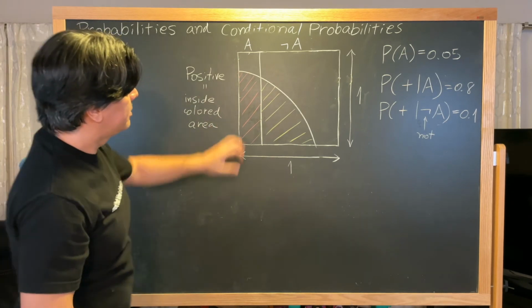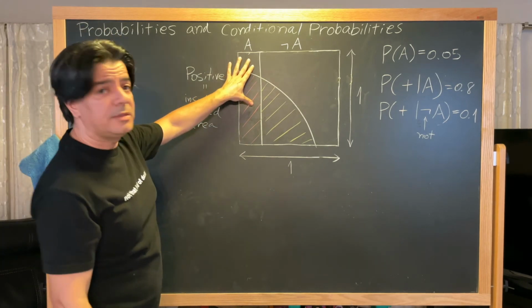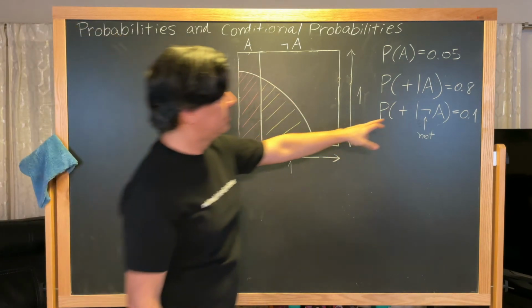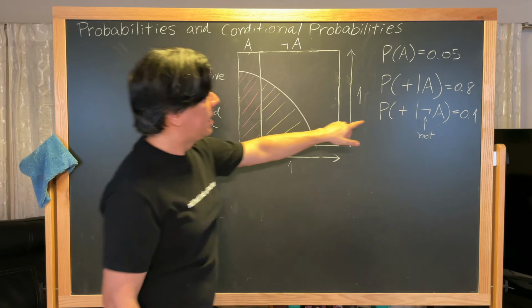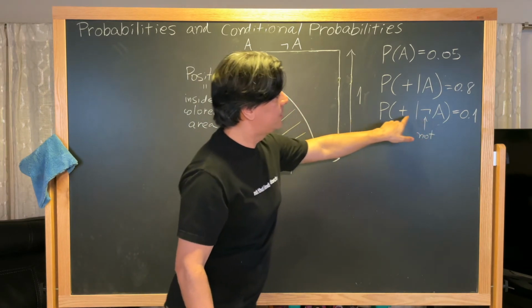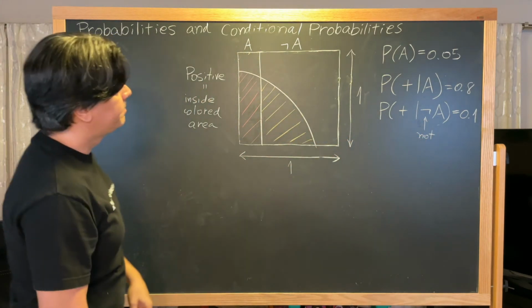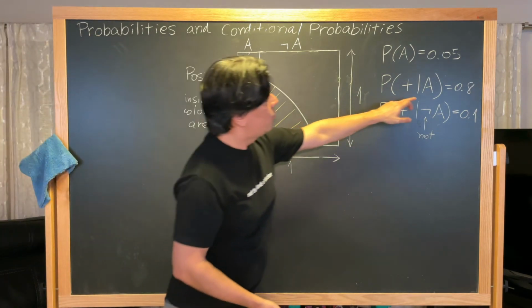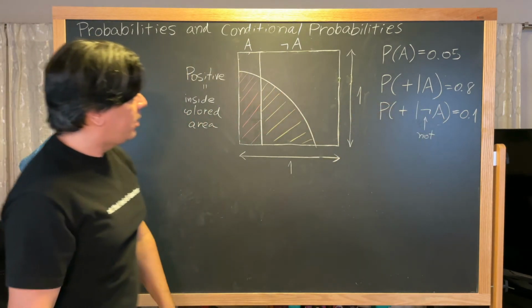Notice that a piece of it is inside the allergic side and also inside the non-allergic, because even if you're not allergic, sometimes the test comes back positive. Great. So what this 80% means is the following.